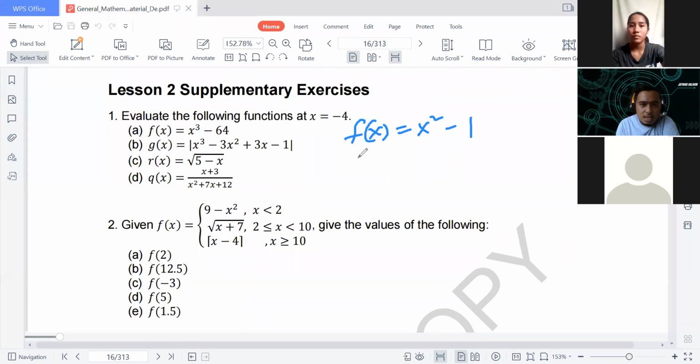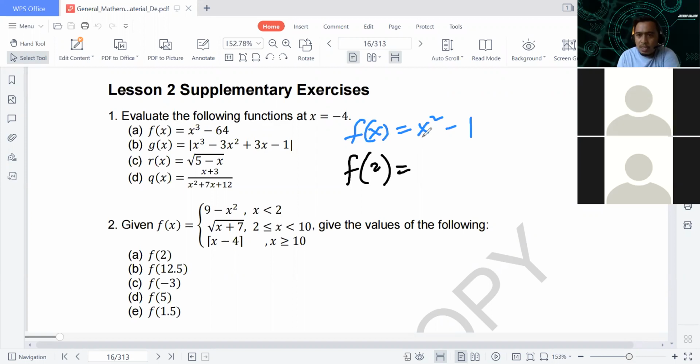Okay, so for example, you are asked what is the value of f of x if the input is 2. So what you're going to do is you will just replace the input, the x here, by whatever is given. So that is 2, so you will replace x with 2. So it will be 2 squared minus 1. And of course, it will be equal to 4 minus 1, or simply 3.